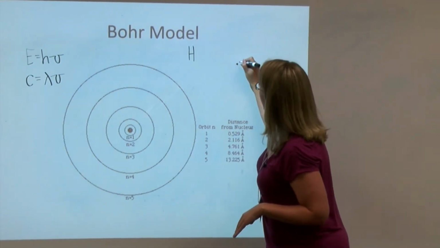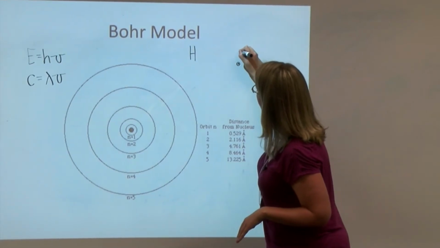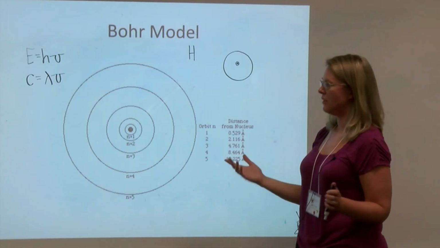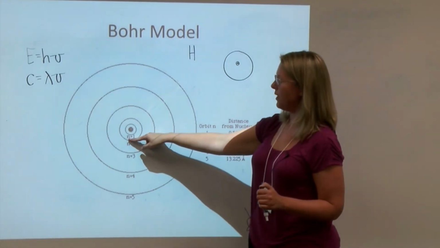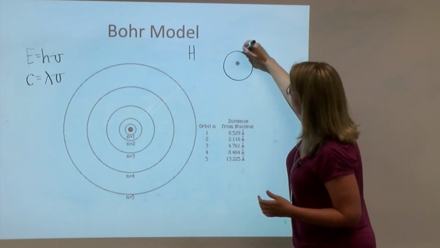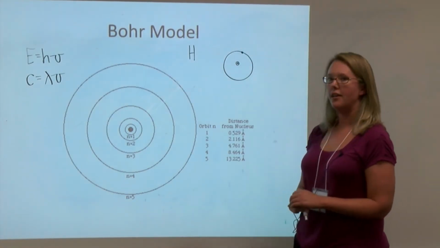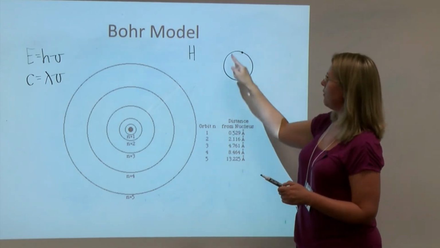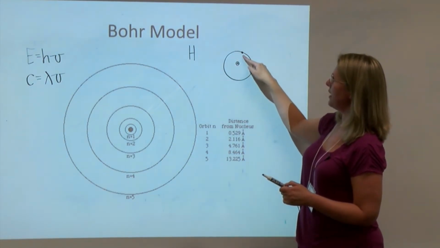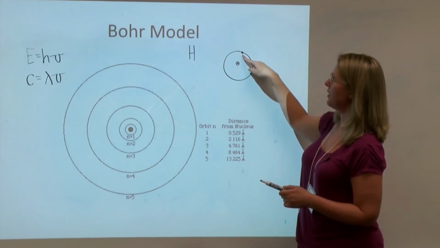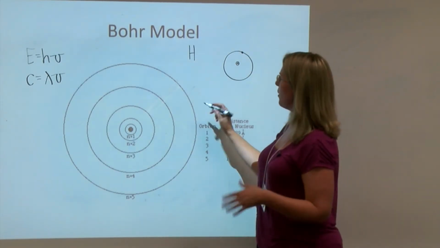Because hydrogen is in the first row, we can give it one orbit, or n equals 1. And then since hydrogen has one electron, we can show that just by drawing a dot right here. So this would be the Bohr model for hydrogen. It's got one orbit for the Bohr model containing one electron. And we can kind of go up further than that.